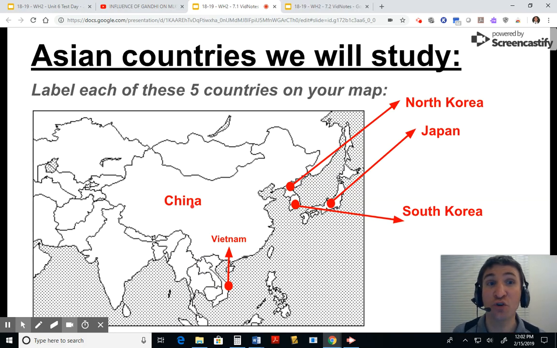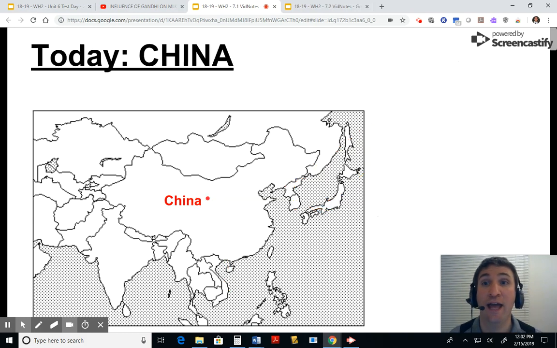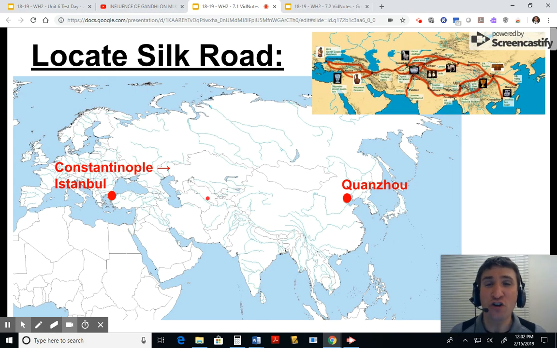First, Asian countries we will study. Label each of these 5 countries on your map now. Pause and label now. And then China. Today we're going to exclusively talk about China. And first we need to know the Silk Road.